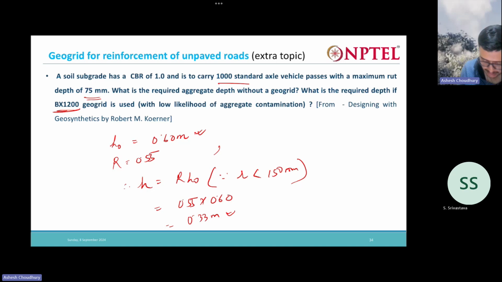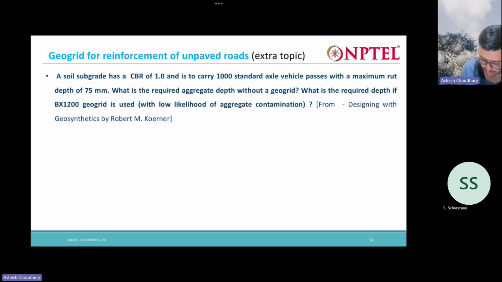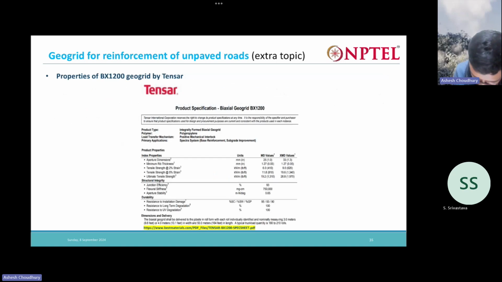Now you must be wondering what is BX1200 geogrid. For your information, I have given you here from Tensar. BX1200 geogrid is a product of Tensar. Tensar is a company that manufactures all this stuff. All the properties of BX1200 geogrid are given here: the aperture dimension, minimum rib thickness, tensile strength, the 5% ultimate tensile strength, junction efficiency, aperture durability, all those things.